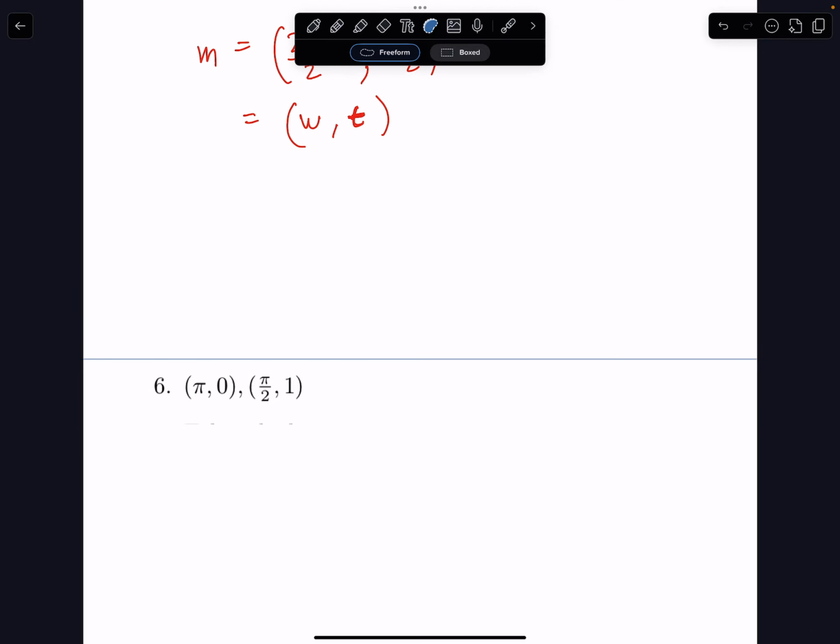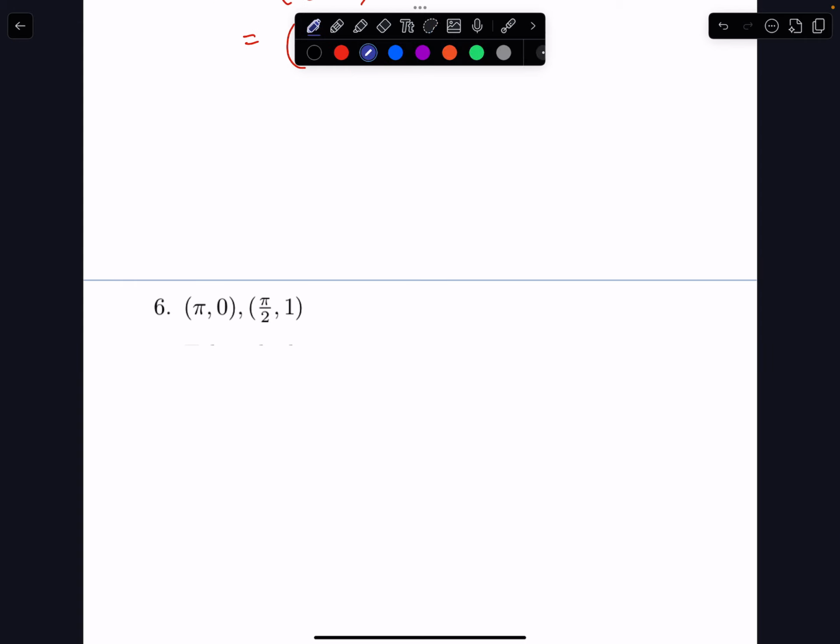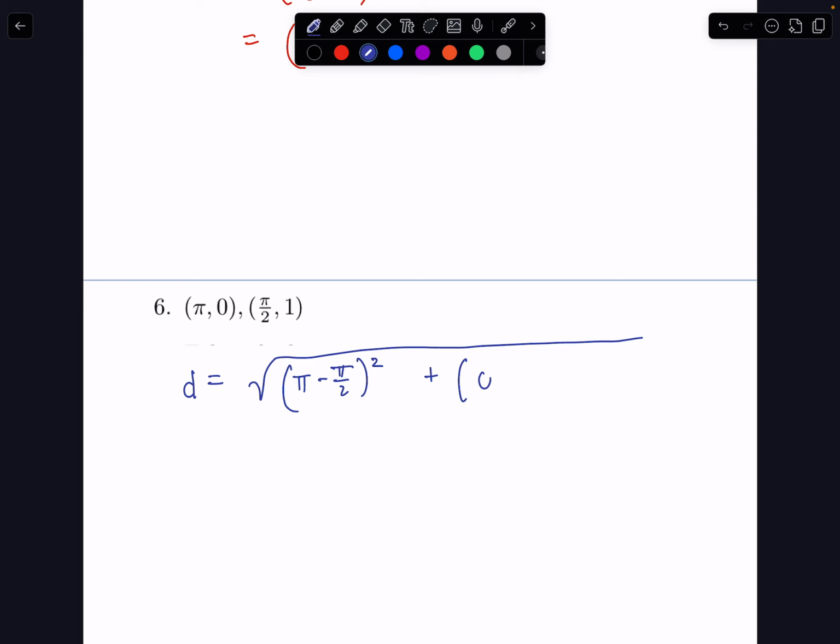Here we got pi. Don't be intimidated when you see pi, guys. It's going to be okay. It's just a number. Approach it the exact same way. What's the distance? It's the x values subtracted by each other and then squared, plus the y values subtracted by each other and then squared. This looks to be maybe the easiest one so far.